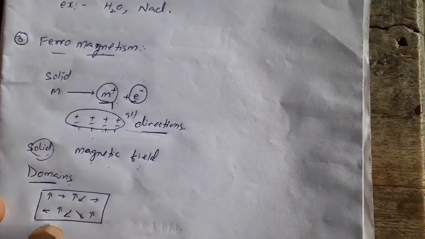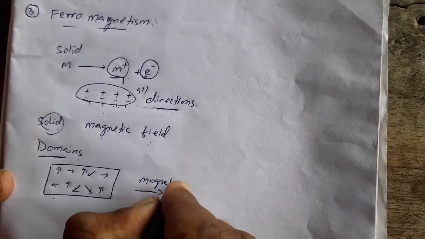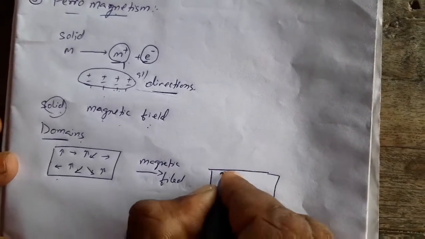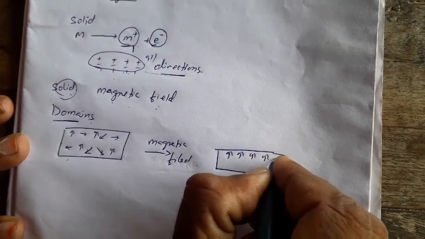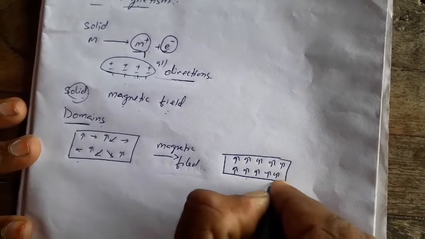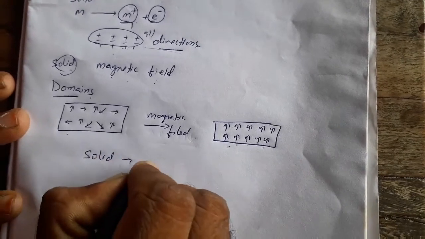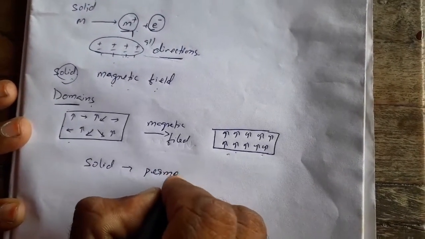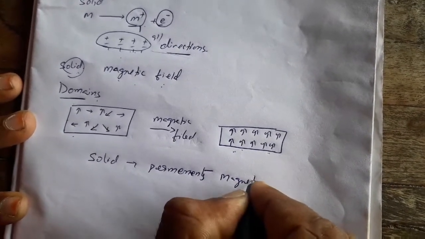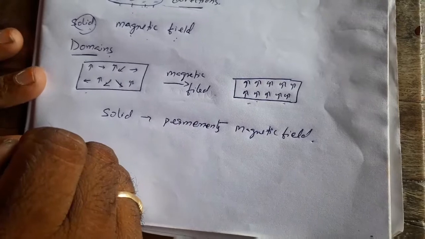So in this case, when applying the magnetic field, the electrons are turned into a single orientation, a single direction. That solid is known as ferromagnetism. After applying the magnetic field and then removing it, it can act as a permanent magnet. Examples are iron, cobalt, nickel.